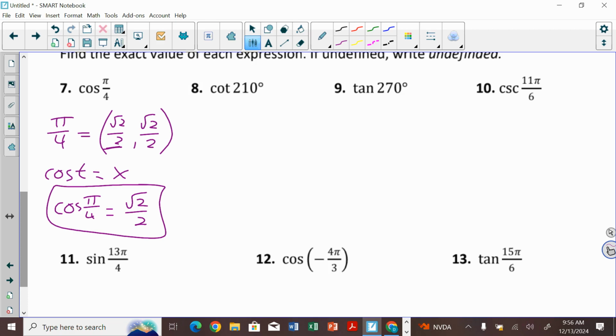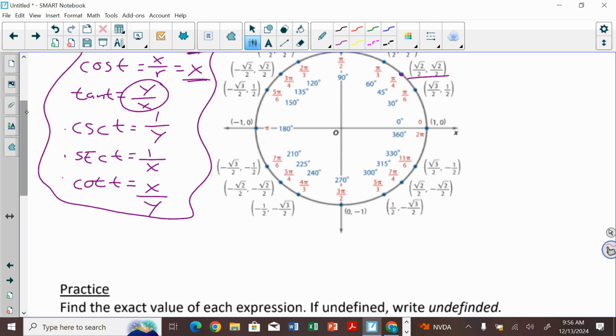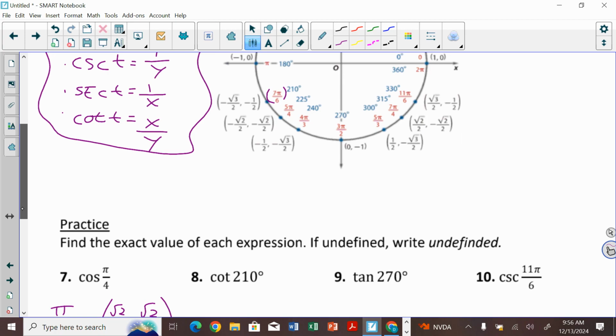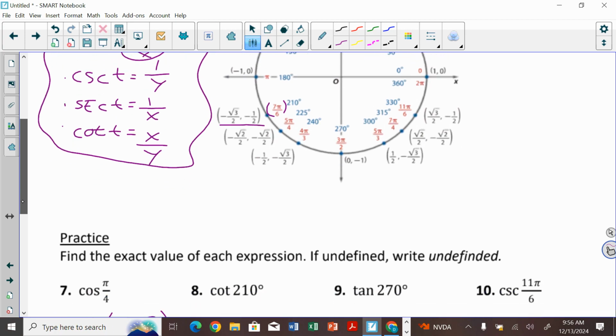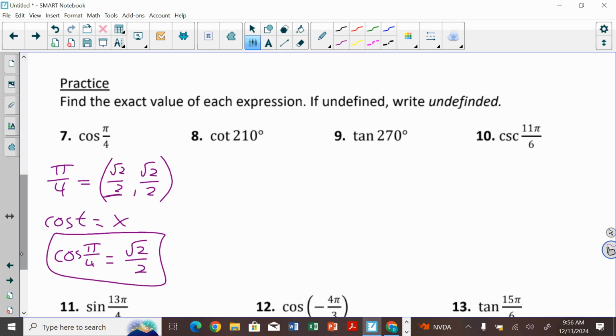Now it's a little bit different because we have cotangent. All right, so cotangent of 210. Here's where you kind of have to go back. And actually, the unit circle has 210 in there. So 210 is right here with 7/6 pi. They're the same thing. So if I look at that, it corresponds with this point right here. So I can jump to it and say 210 is equivalent to this point here, negative square root of 3 over 2, comma, negative 1/2.